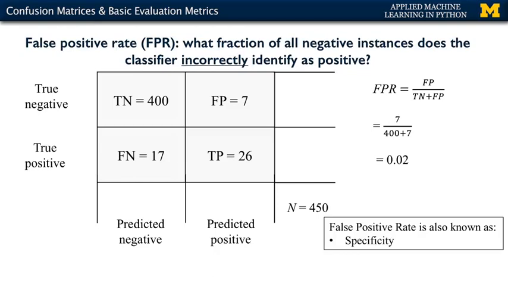Another related evaluation metric that will be useful is called the false positive rate, also known as specificity. This gives the fraction of all negative instances that the classifier incorrectly identifies as positive. Here we have 7 false positives, which out of a total of 407 negative instances gives a false positive rate of 0.02.